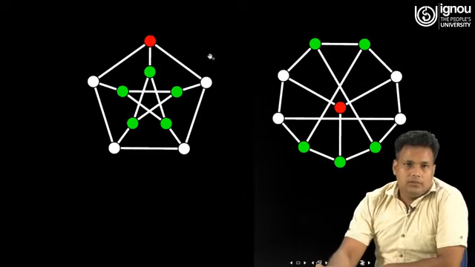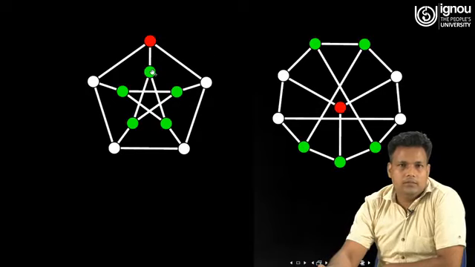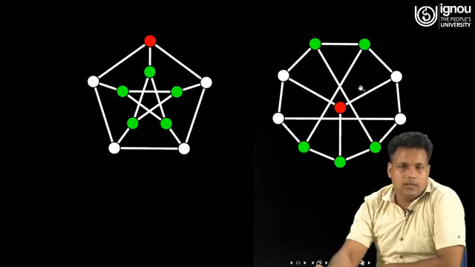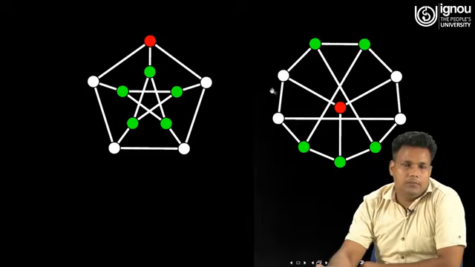Now an isomorphism is clear. You just map the red vertex to that red one and its green neighbor to this one, and so on. You can map all these vertices, and this mapping results in an isomorphism. So this is an isomorphic copy of the Petersen graph.